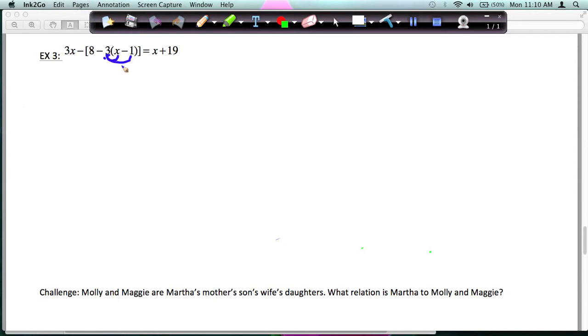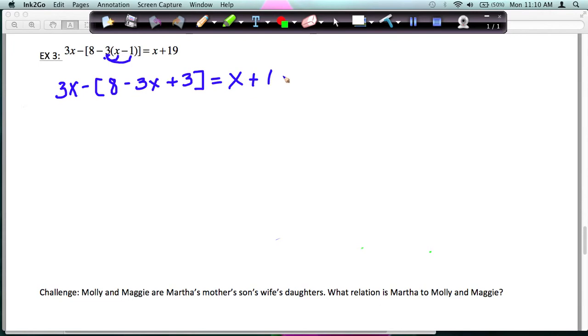So I'm just going to rewrite everything else and not worry about it right now. So I'm going to have 3x minus bracket 8, and let's distribute the -3. -3 times x is -3x. -3 times -1 is a +3. And then rewrite the equals x plus 19.